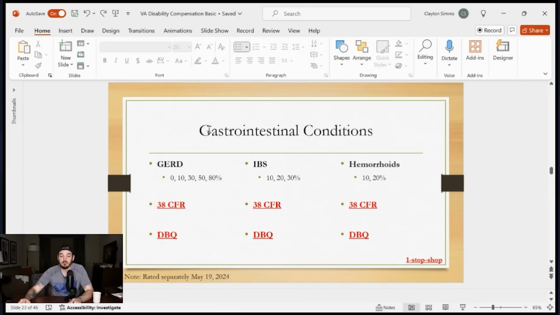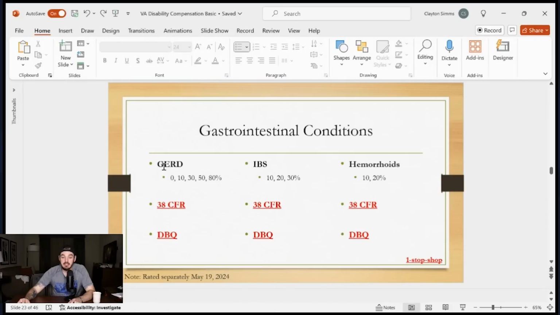Then we have gastrointestinal conditions. I went ahead, and it is not May 19th yet, I went ahead and just acted as if it was. And so these links, hopefully the link stays the same. If not, I'll make an update. When GERD, IBS changes come down the line, it should be the same. And there are the DBQs.